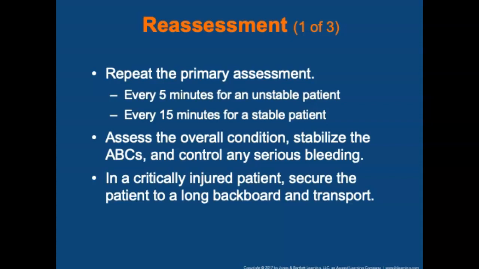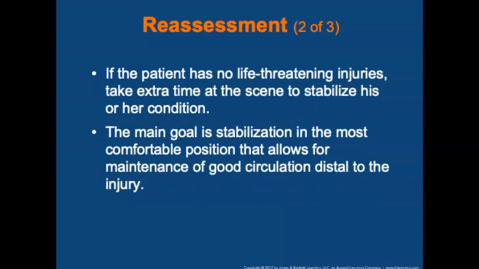Interventions: because of trauma, patients often have multiple injuries. You must assess the overall condition, stabilize ABCs, and control any serious bleeding. In the critically injured patient, you should secure the patient to a long backboard to immobilize the spine, pelvis, and extremities, and provide prompt transport to the trauma center. In this situation, a secondary assessment is a waste of valuable time. Reassess the patient en route to the emergency department.